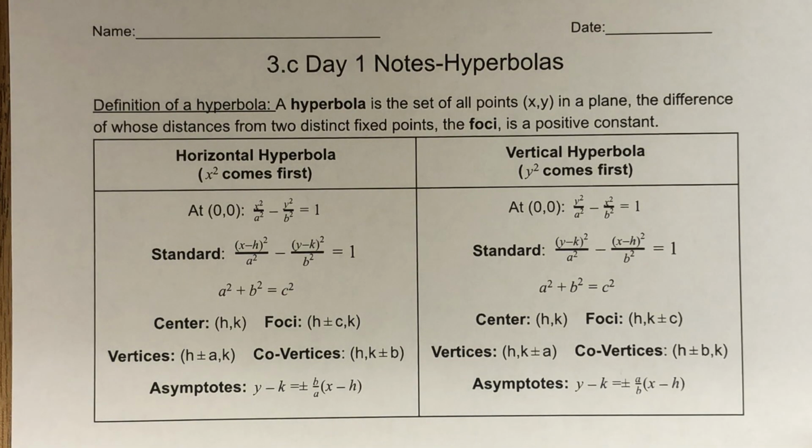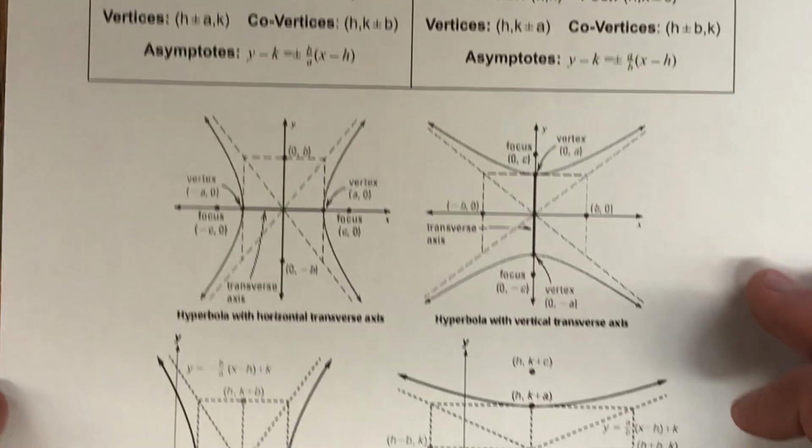All right, let's talk about hyperbolas. So we define a hyperbola as a set of all points in a plane where the difference of the distances from two distinct fixed points, the foci, is a positive constant. So kind of a weird definition. So let's just think visually to start.